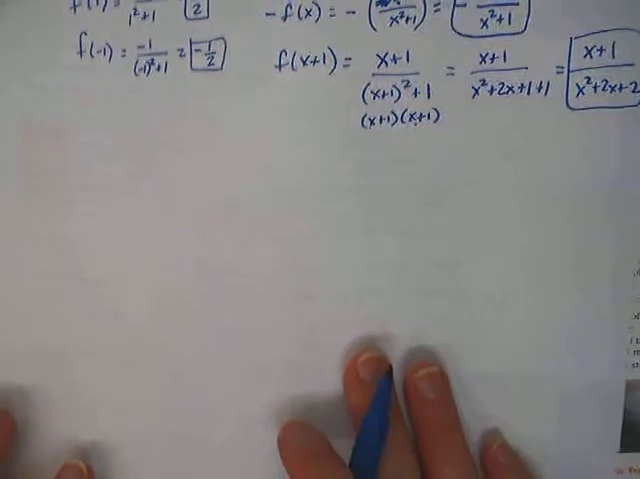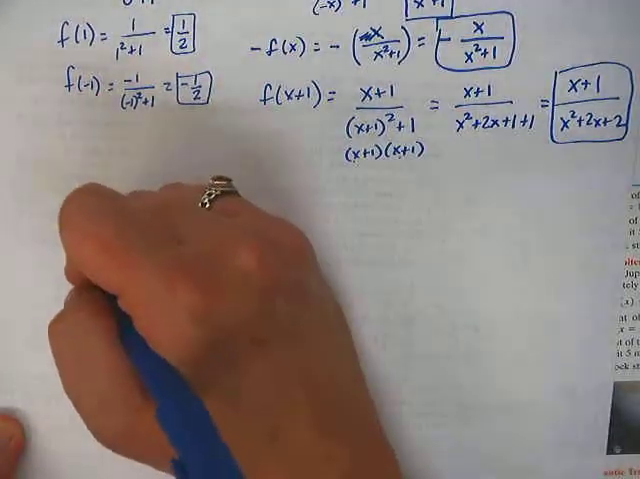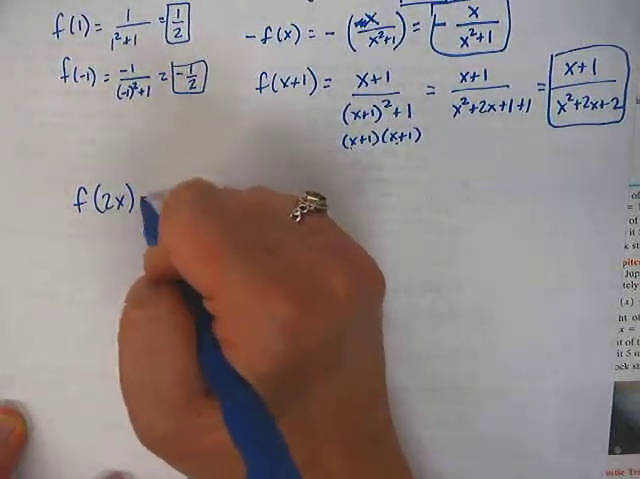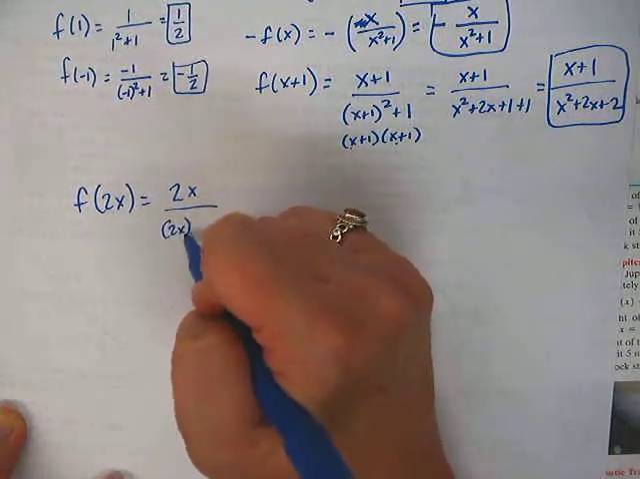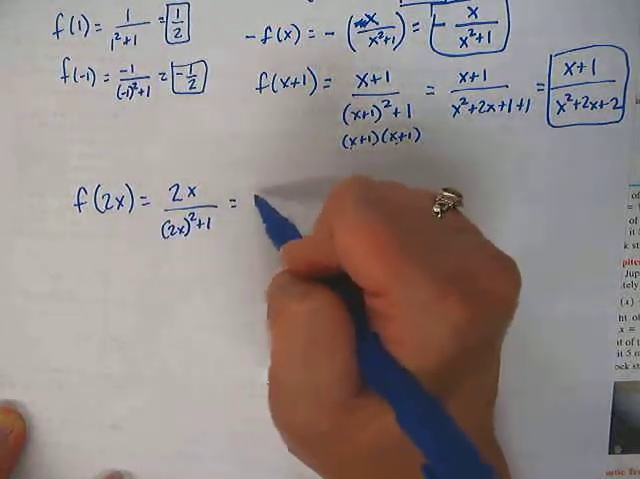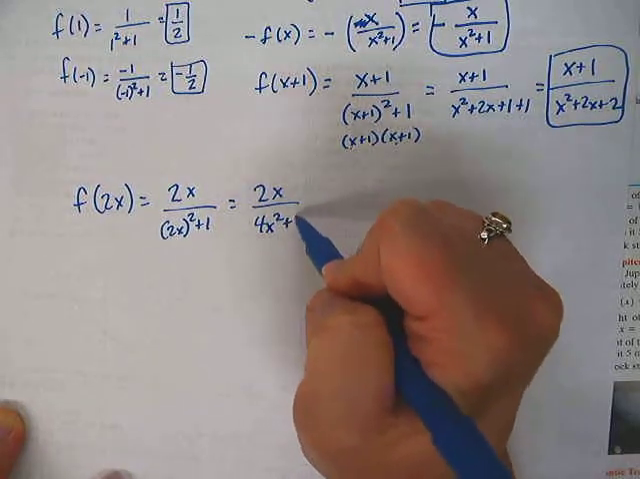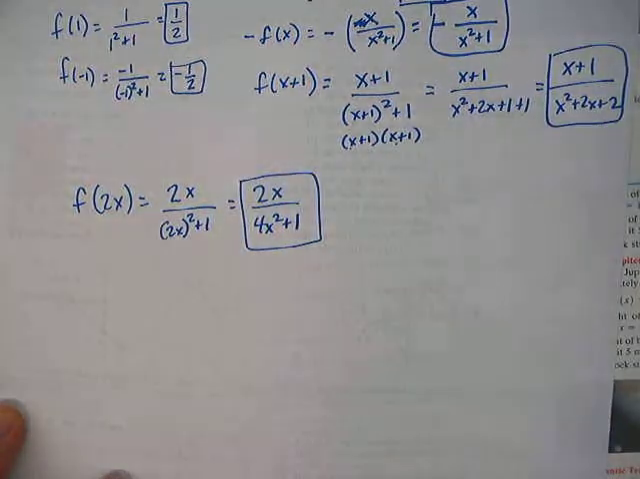Alright, f of 2x and f of x plus h. So f of 2x means we put a 2x everywhere that there's an x. So that gives us 2x over 4x squared plus 1.